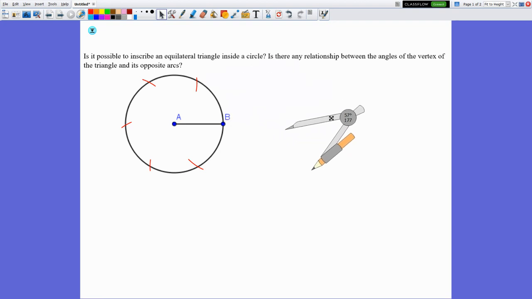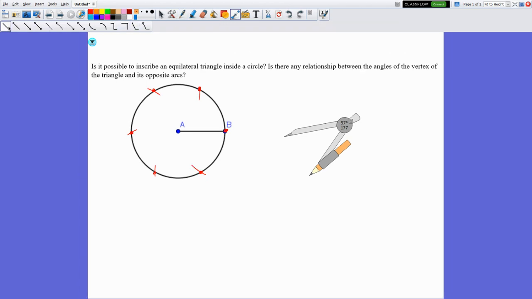So when it comes to our circle, we have 1, 2, 3, 4, 5, 6 intersections using the measurement of the radius. To properly inscribe the equilateral triangle using these marks, we're going to pick a point. It doesn't matter which one. Let me just use blue now. I'm going to pick a point and connect it not with the following mark, but I'm going to skip one mark and connect it to the next one.